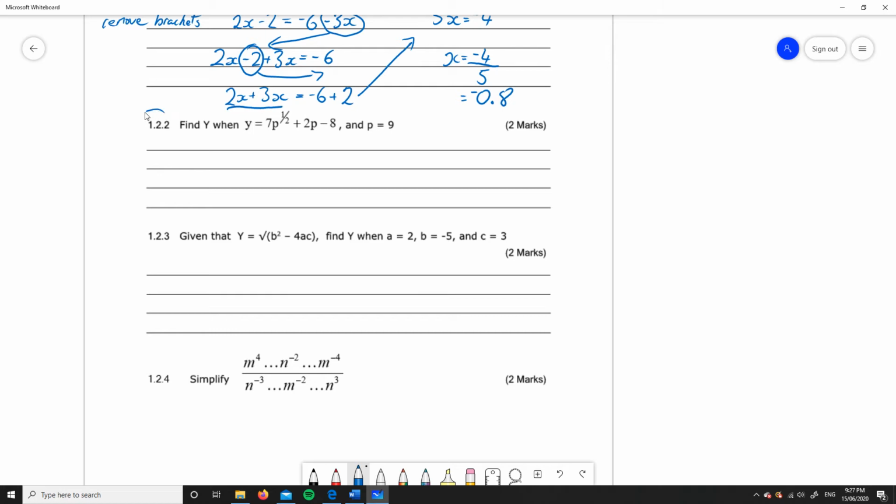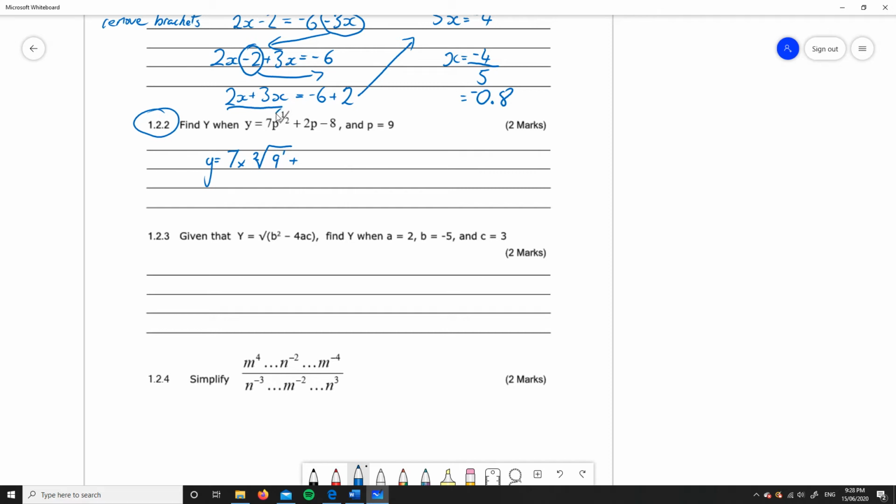Okay, moving on to question number 2. Find y when y equals 7p to the power of a half plus 2p minus 8 when p equals 9. So I guess the first thing to do there is to rewrite that in a format that works. So y equals 7 times the square root of 9 to the power of 1.